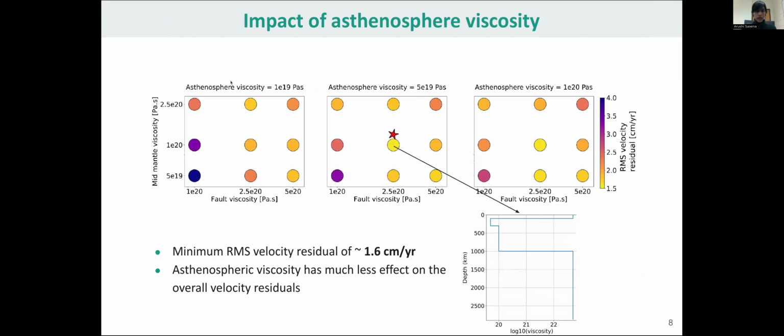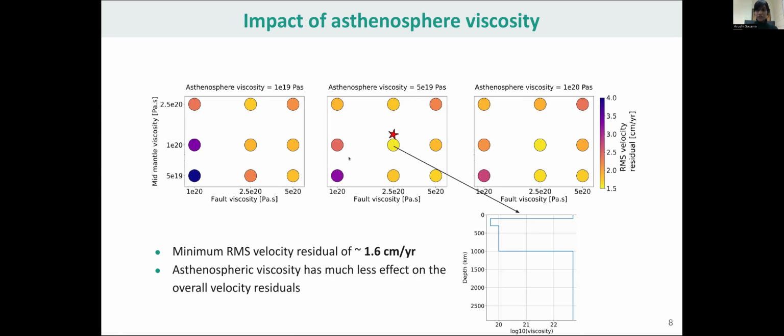And again, from left to right, we have models which have increasing asthenosphere viscosity, and within each subplot, these colors represent the RMS residual of the model velocity. So the darker the colors, the poorer the fit. For one value of asthenosphere viscosity, if we go from left to right, we have more resistance, and from bottom to up, we have more resistance for the slabs to go down. So the models which have good fit are lighter in color.